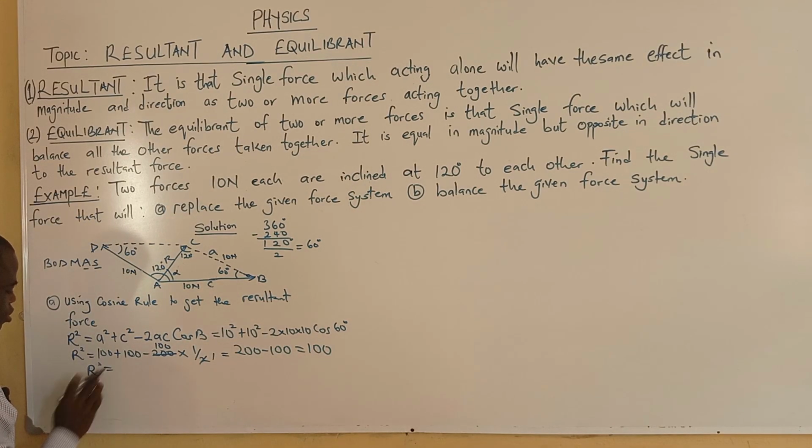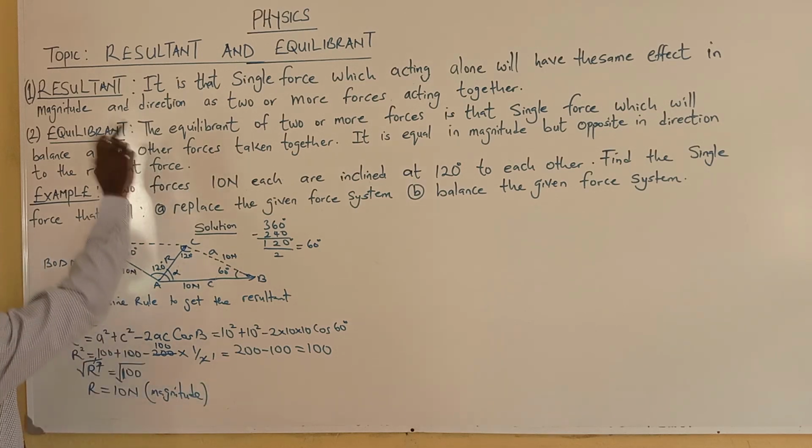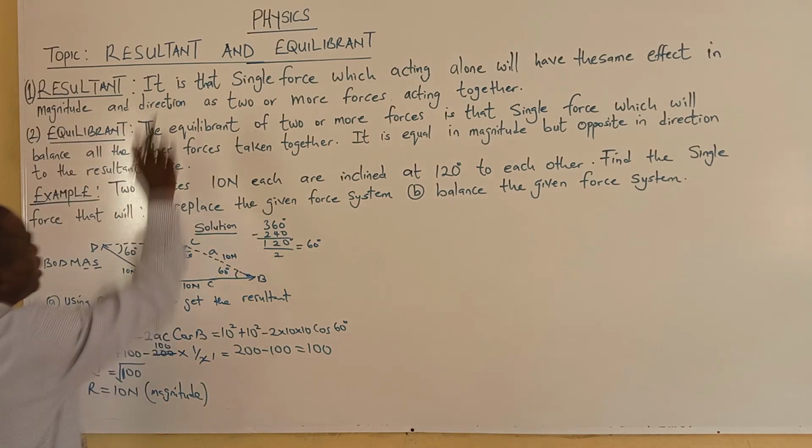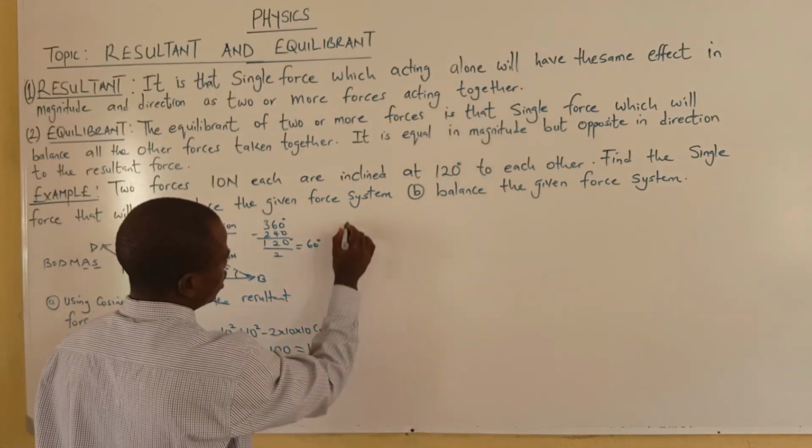Now R squared equals 100. Find the square root of both sides. On both sides, the square and the square root cancel. R equals 10 Newton. This is the magnitude. We want to get the direction, which is this alpha. We are going to use the sine rule to get the direction.